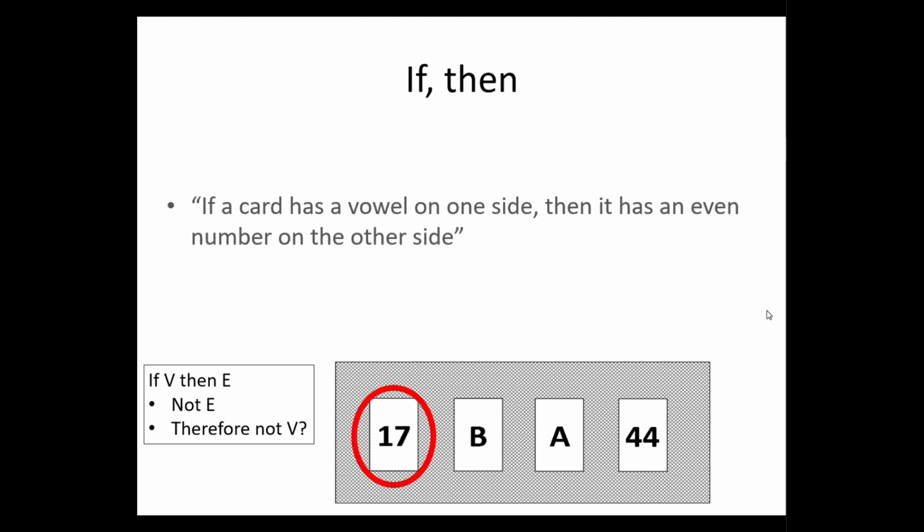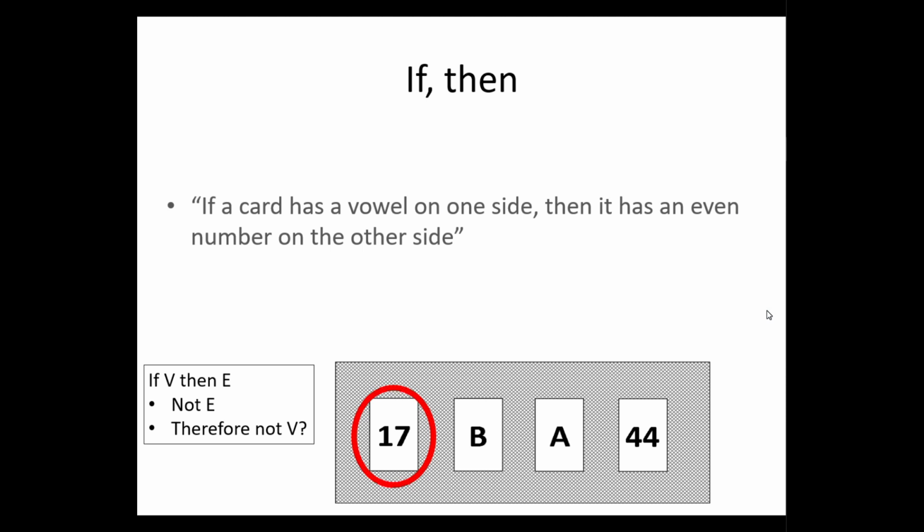Specifically, if we flip over an odd-numbered card and it has a vowel on the other side, then the rule has lied to us. Rule, you said that if a card has a vowel on one side, it has an even number on the other side. But look, I just found this odd number and I flipped him over and he had a vowel on the other side. You're wrong, Rule.